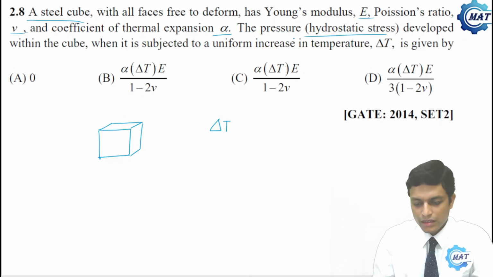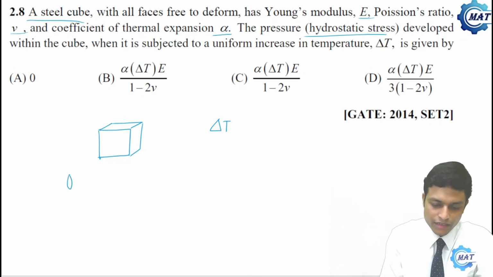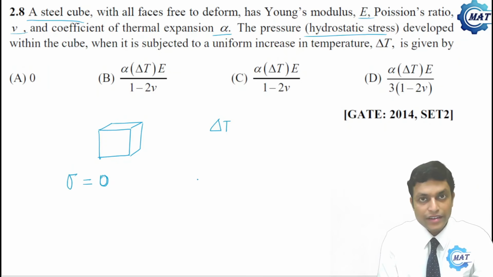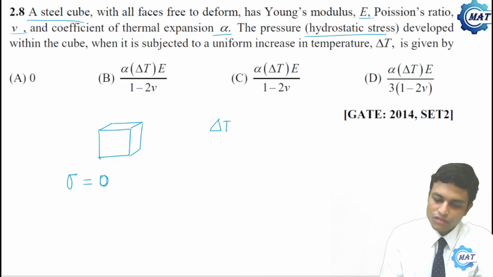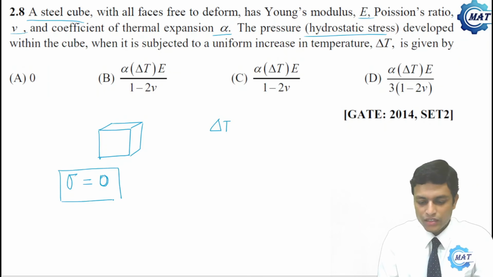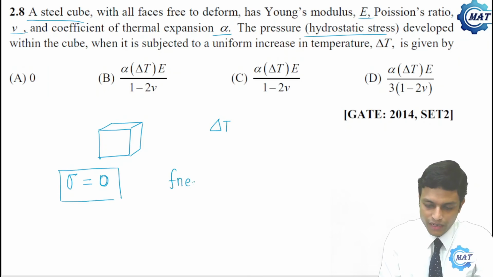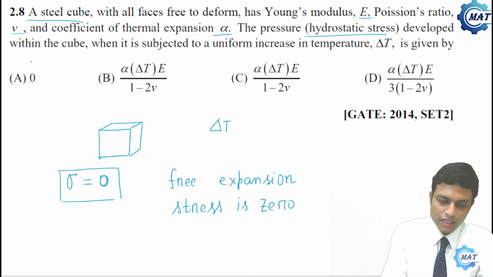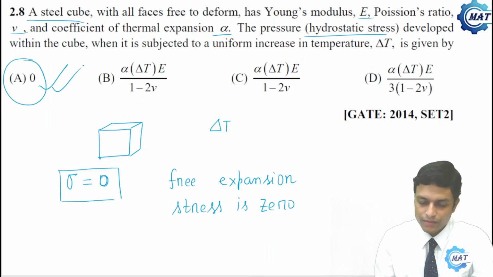As it is free to expand, the stress developed within the cube is 0 because no strain is restrained here. So elongation is not restrained, so stress will be 0. For free expansion, stress is 0. So option A is correct. This is the correct answer. And this is from GATE 2014.